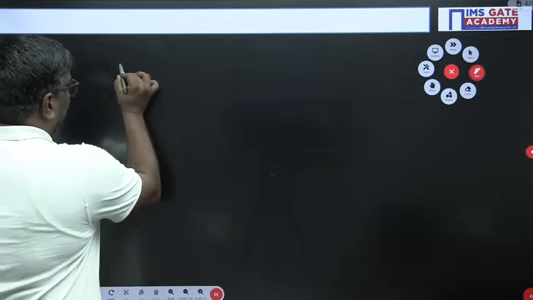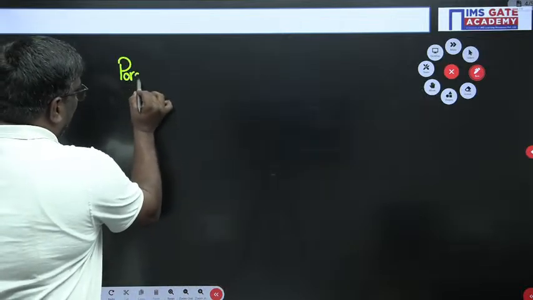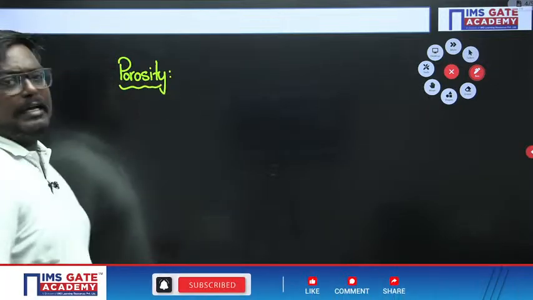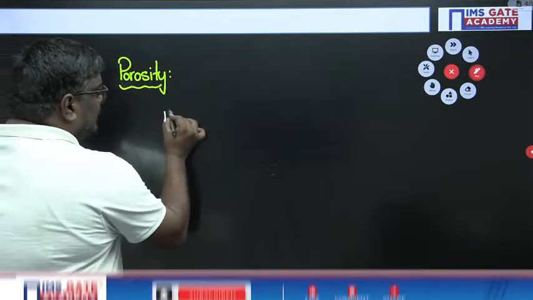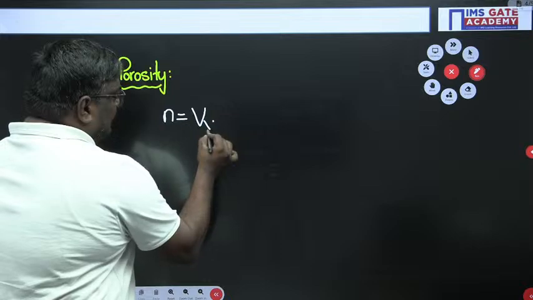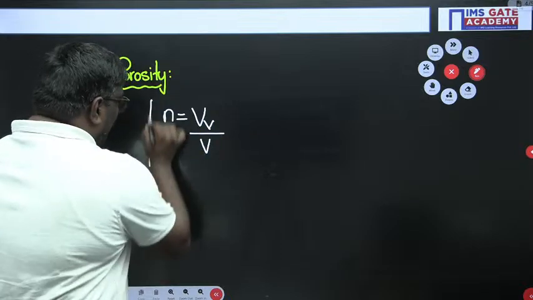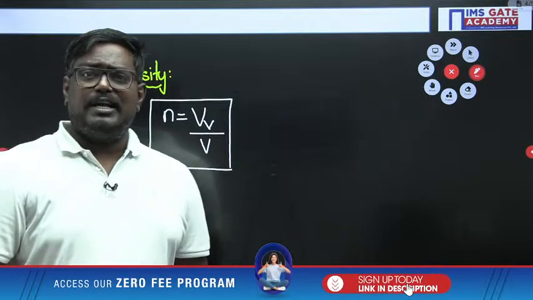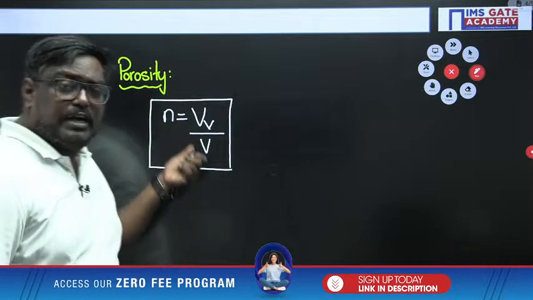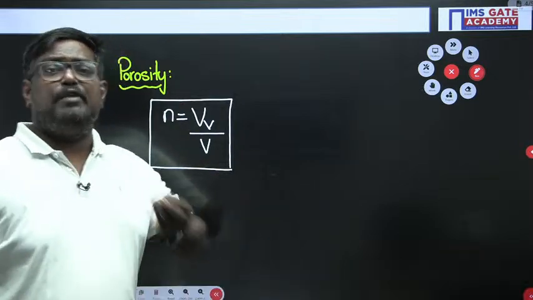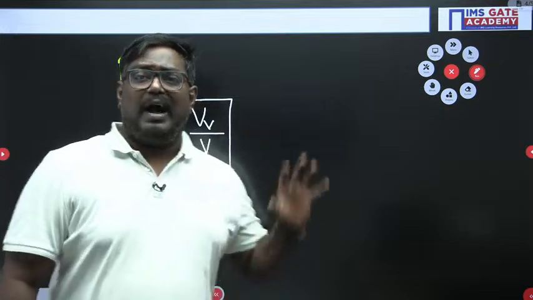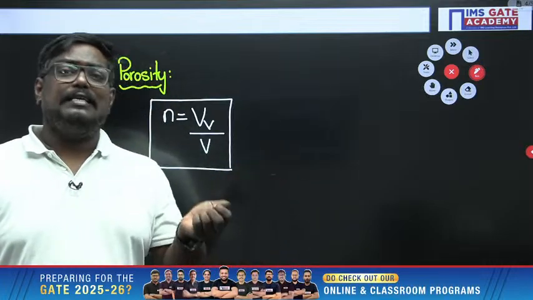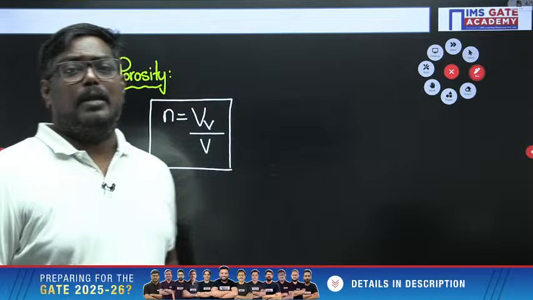Now if I use the word porosity, it is denoted by the letter n. Porosity is given by the formula volume of voids upon total volume. Percentage of voids means volume of voids by total volume into 100. So you should be very clear in the basic concepts. I am telling this in detail because these are the basis for solving other problems in soil mechanics and foundation.